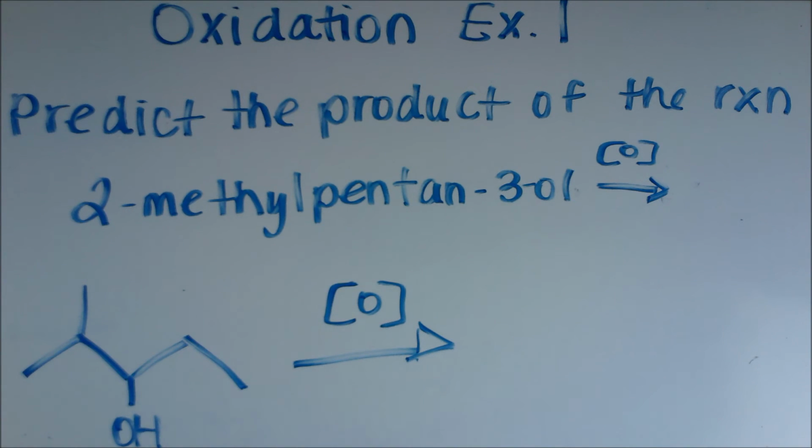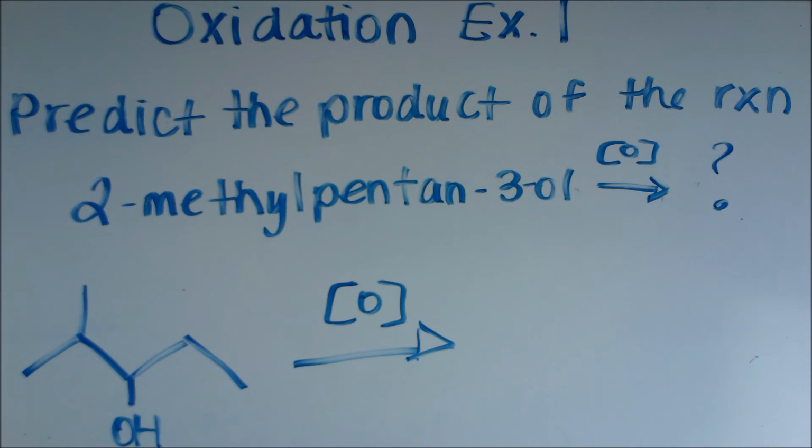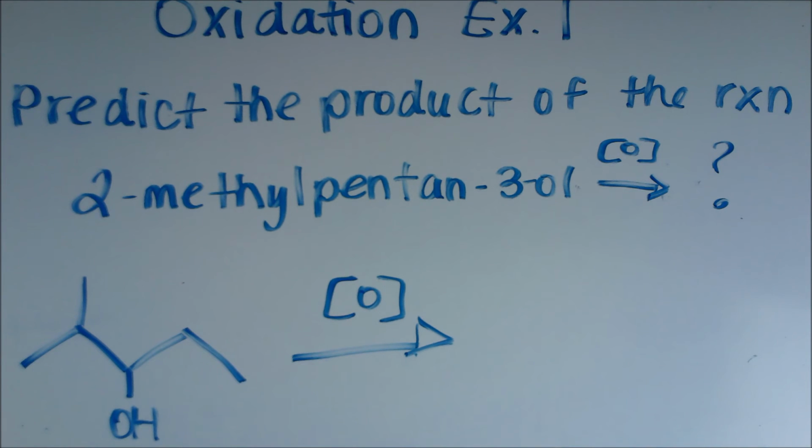This oxidation problem asks us to predict the product of the reaction 2-methylpentan-3-ol equals what? So the first step is to draw out, which I have done. This right here is 2-methylpentan-3-ol. Because this is an alcohol and it's an oxidation reaction, a ketone will be formed.